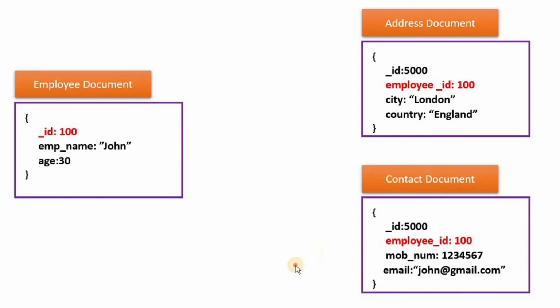in the employee document. Then we have the contact document, where we have ID, mobile number, and email, and it also has employee ID, which refers to the ID of the employee document. So you have actually provided a reference to the employee document inside your contact document and the address document. So this is how you can show the relationship using references.